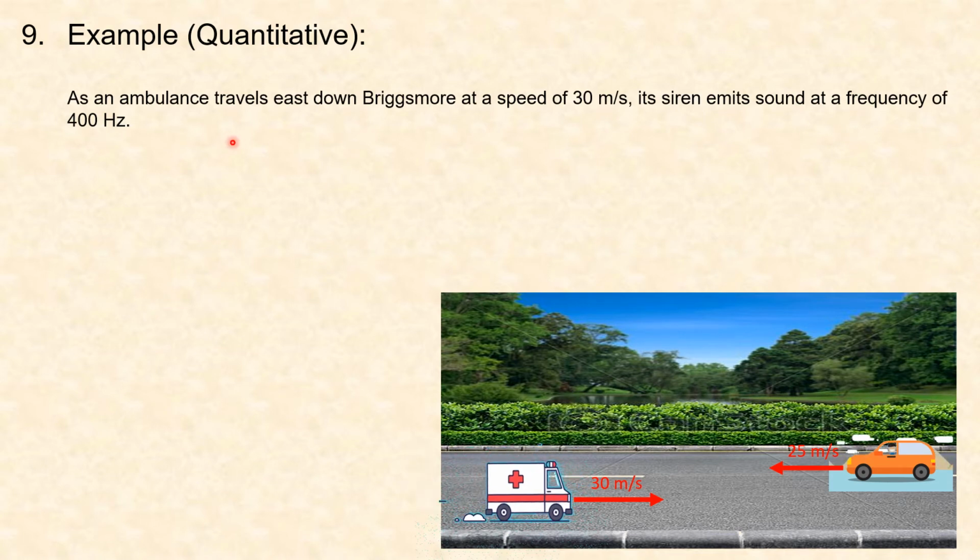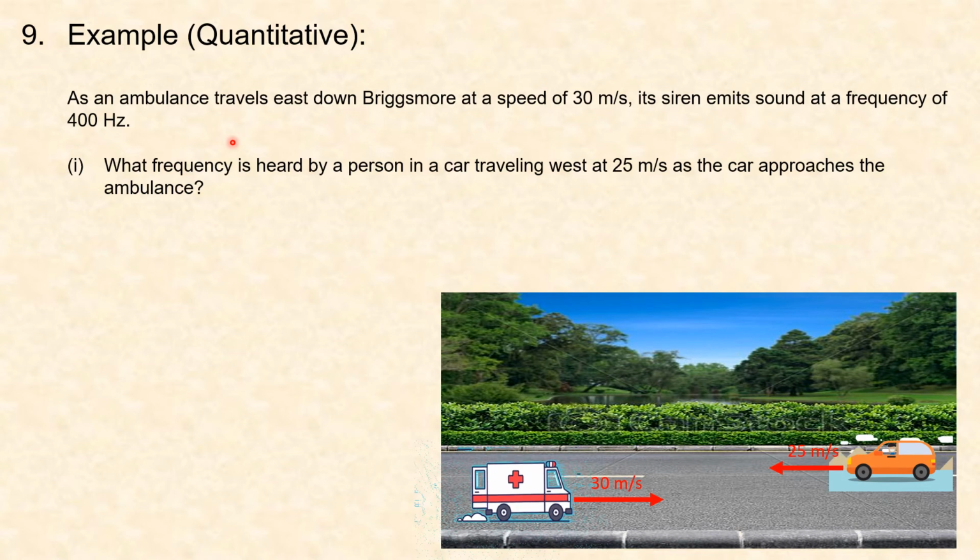We're then asked in part 1 of the problem, what frequency is heard by a person in a car traveling west? Notice we have a car traveling west, ambulance traveling east. Car is traveling west at 25 meters per second as the car approaches the ambulance. So like I said in the previous slide, this is the approach you want to take.